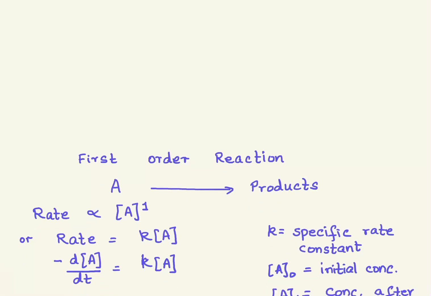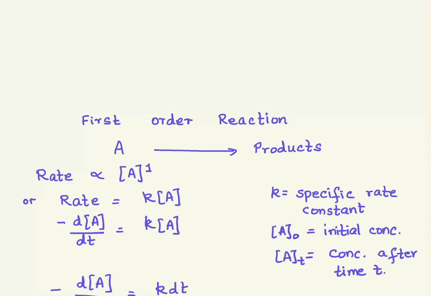Okay, go ahead. So rate is proportional to [A] to the power of 1, right? So rate is equal to k[A], and what is k over here? It's the specific rate constant, right? Remember, we did this in the previous videos as well. This is the rate expression for a first order reaction. The differential way of expressing the rate of a reaction we had said is minus d[A] by dt is equal to k[A], right?